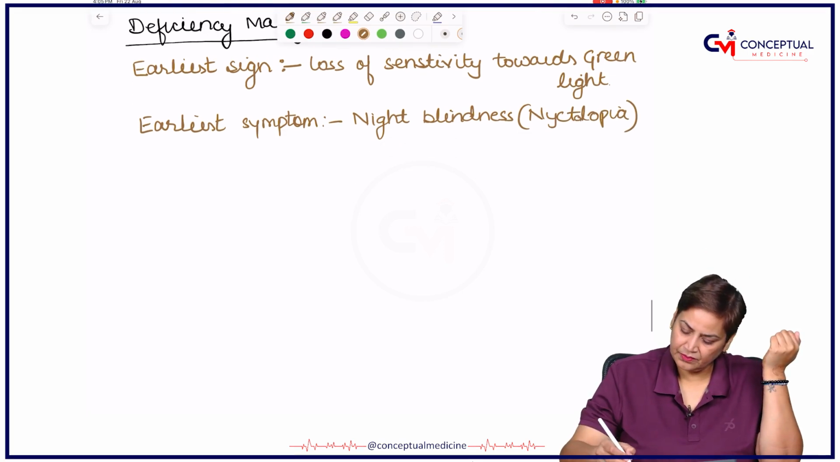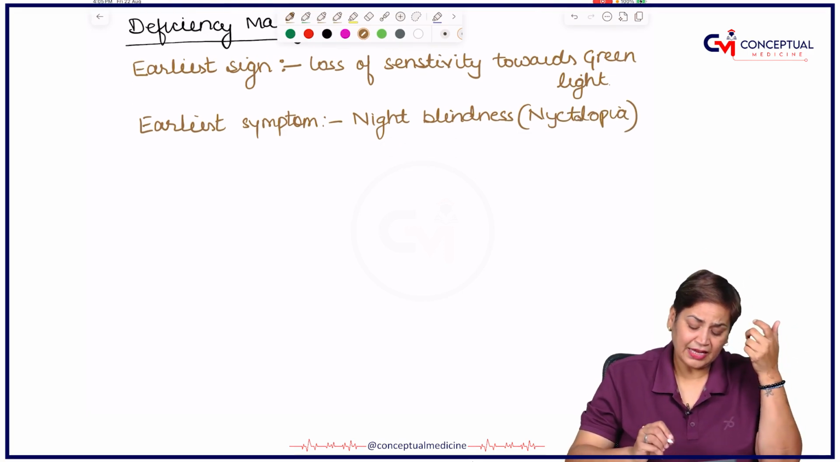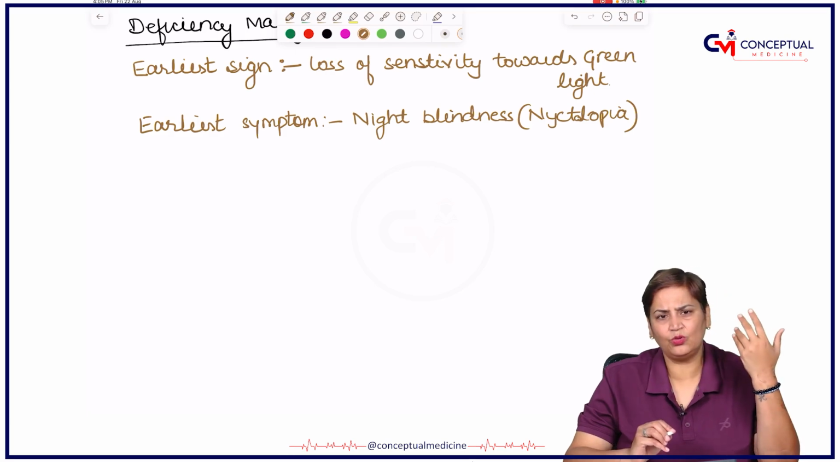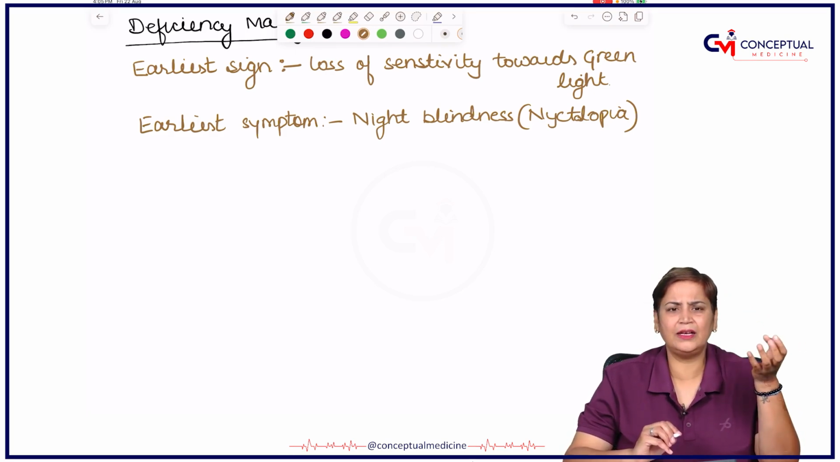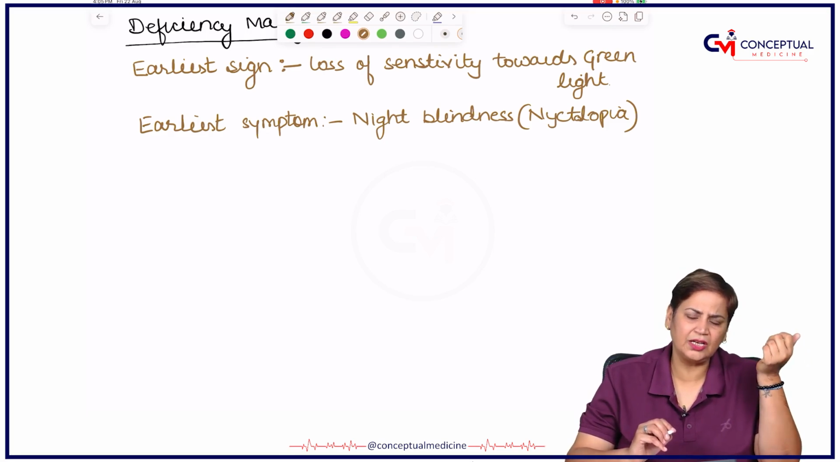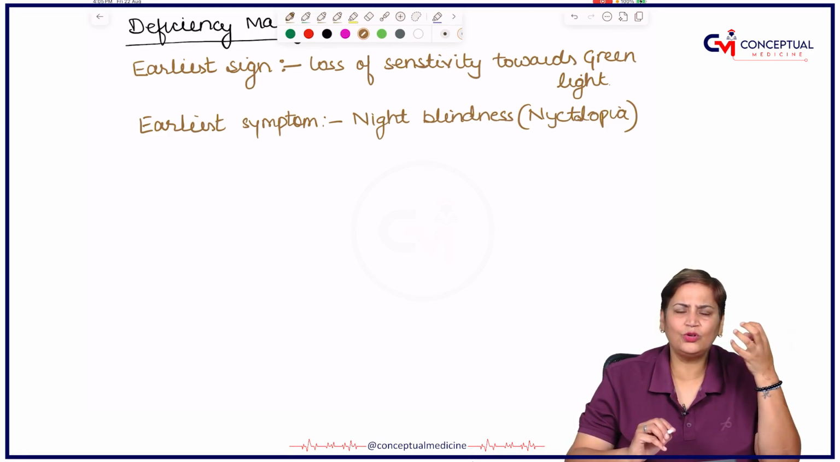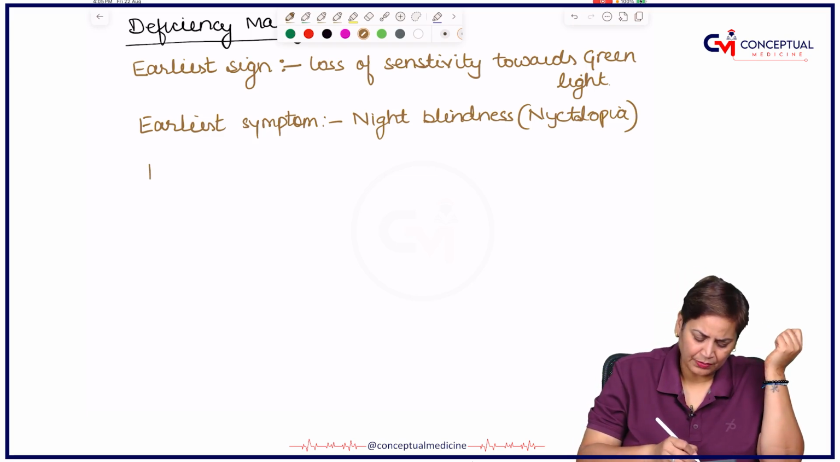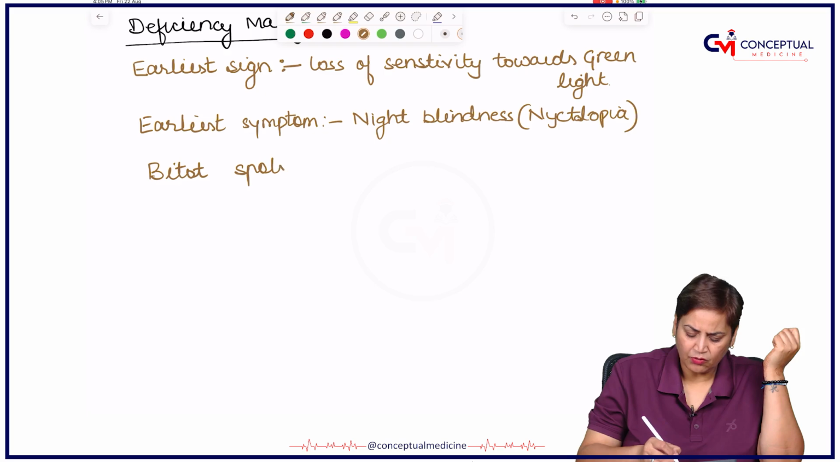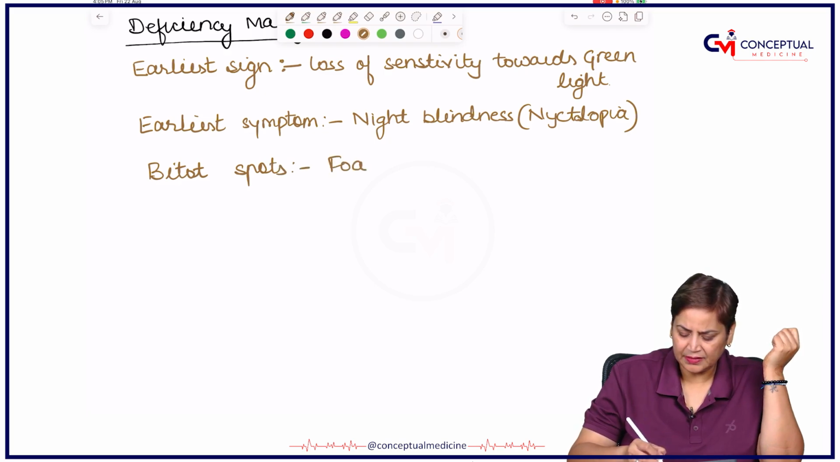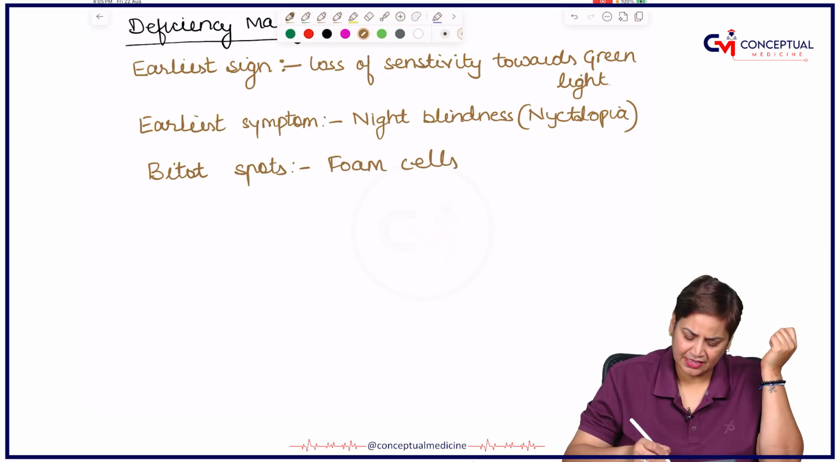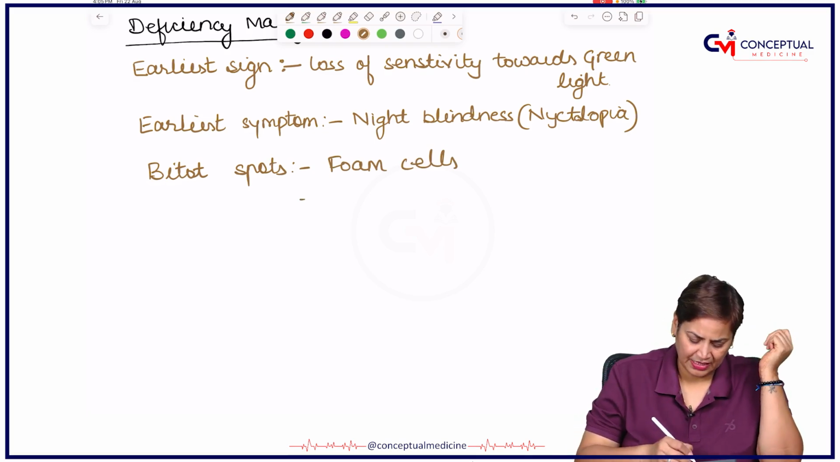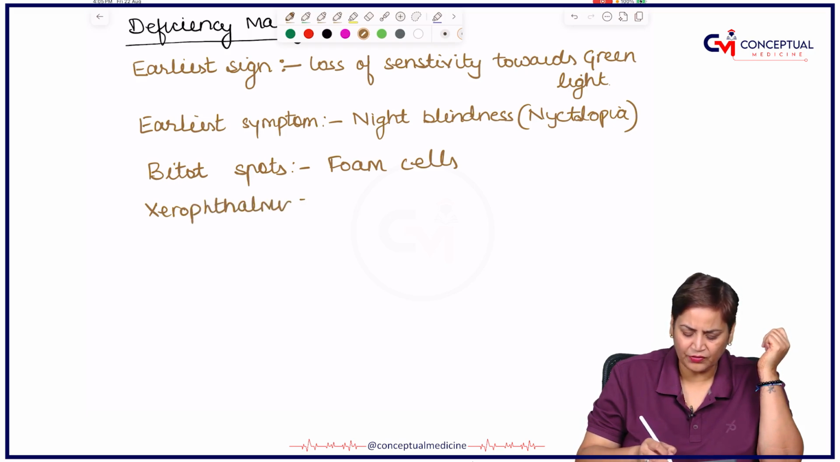Right. Then what happens is due to loss of sensitivity towards green light, night blindness, and due to improper growth and differentiation, it will lead to xeric conditions in the eye. So it will lead to the formation of Bitot spots. Foam cells will be there. And the reason behind this is xeric conditions, which is also known as xerophthalmia. Overall, it is all under xerophthalmia only.